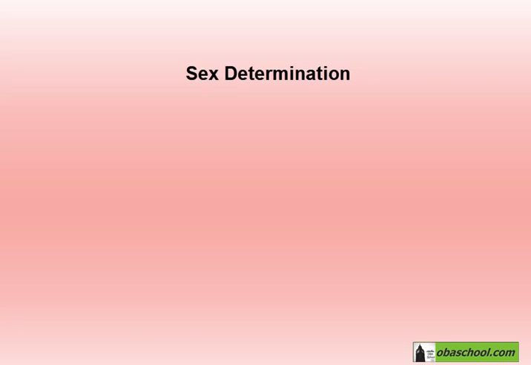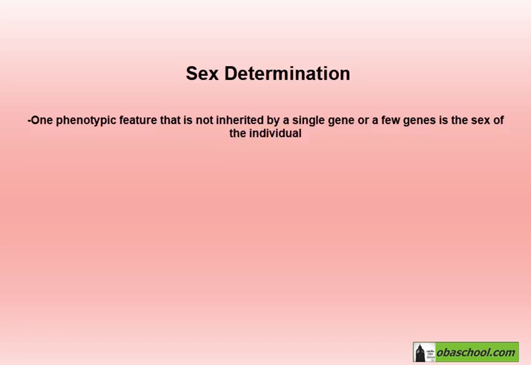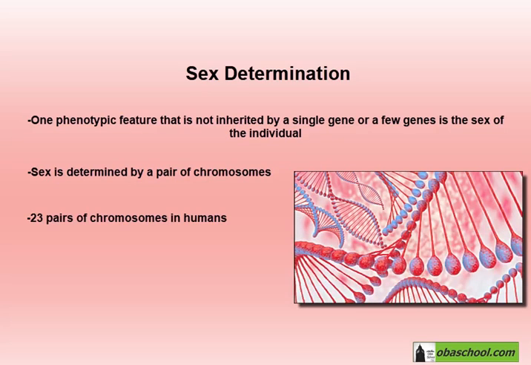We're now going to look at sex determination. One feature of your phenotype is inherited not by a single gene or multiple genes, but by a single pair of chromosomes. Humans have 23 pairs of chromosomes, so 46 chromosomes in total.